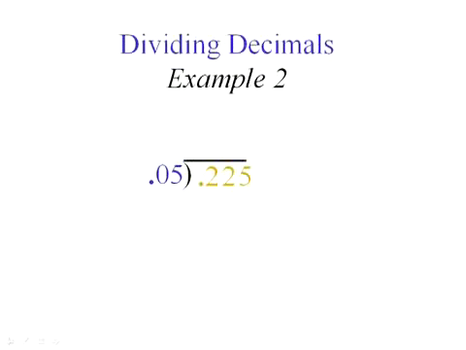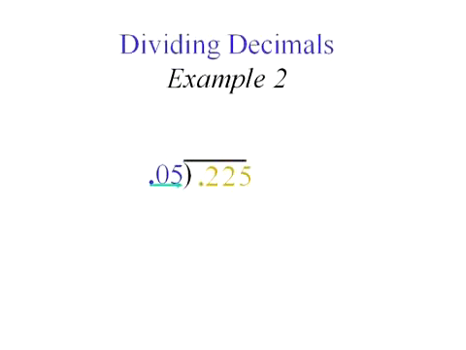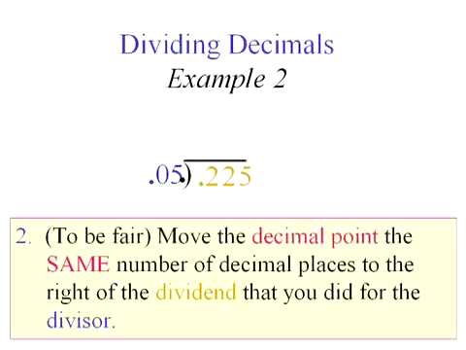Let's look at another example. It's all going to be the same, though. I'm going to have to position the decimal point to make sure that the divisor, the guy doing the dividing, is a whole number. Now, in this case, as you can see, I'm going to have to move it over 2 places. So if I move him over 2 places, I'm going to have to move it over 2 places for the dividend.